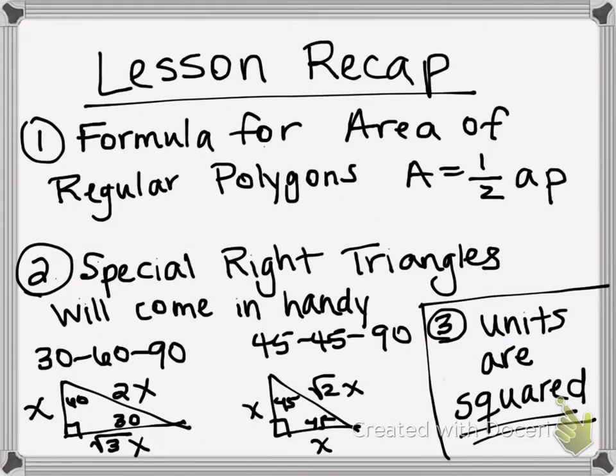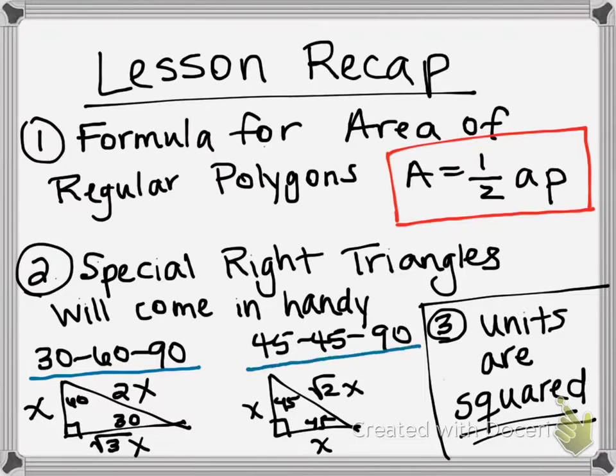So to finish, here's a lesson recap. So first of all, the formula for the area of regular polygons is A equals 1/2 apothem times perimeter. We're going to be using that a lot in the next class. In case you don't know your apothem or perimeter in the problem, special right triangles will come in handy. So that's number 2 that you see there. We have 2 special right triangles. One is the 30, 60, 90, shown right underneath, and the other is the 45, 45, 90.